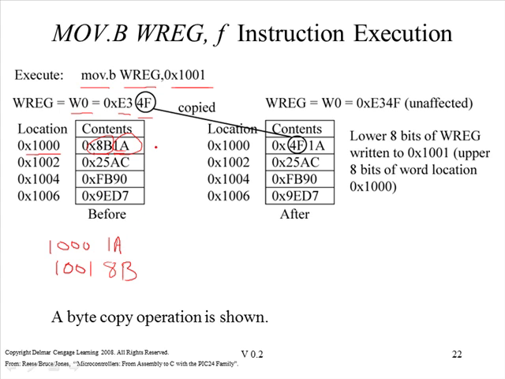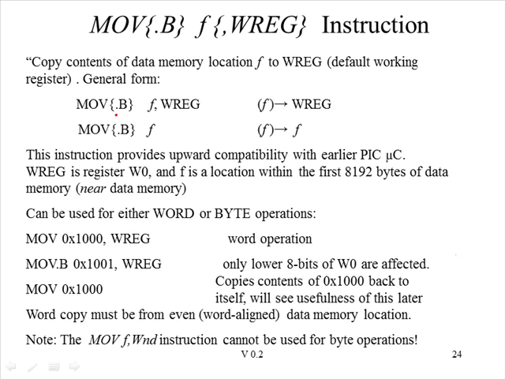After we execute this instruction, this value, 4F, is going to be copied to location 1001, which is going to be the most significant byte of this address. So this 8B is now going to become a 4F. Going in the other direction, we can move either a byte or word from a file register location to the working register, which is W0. F can only be, as mentioned previously, in this form of the instruction, within the first 8,192 bytes of memory.